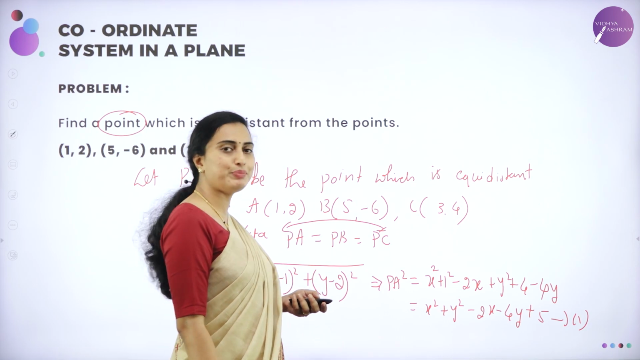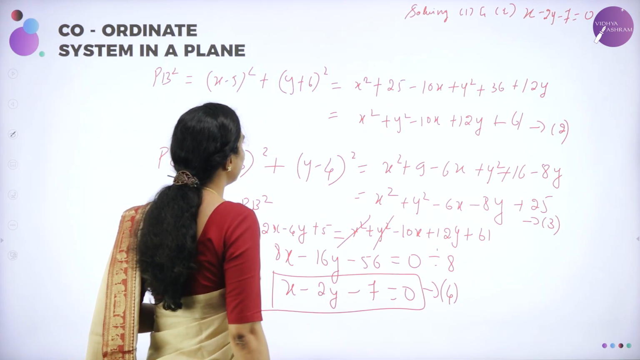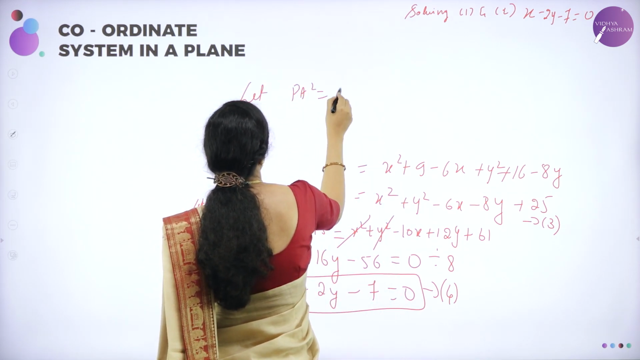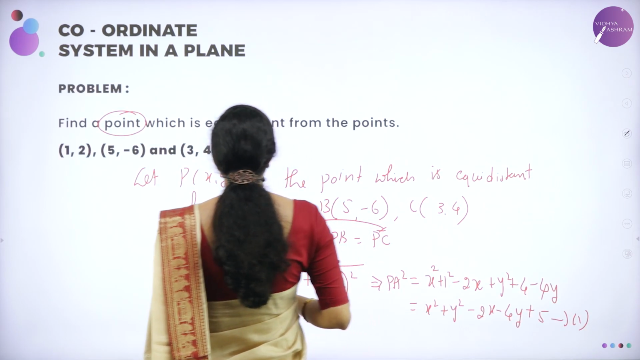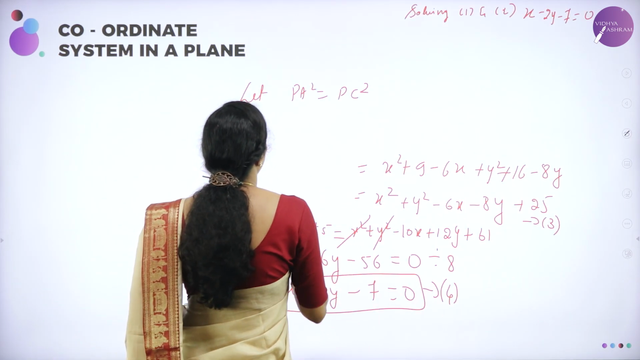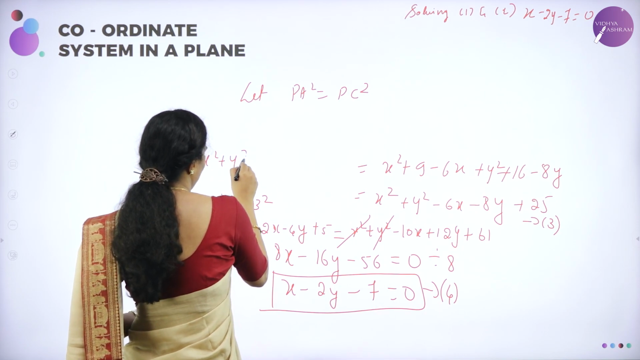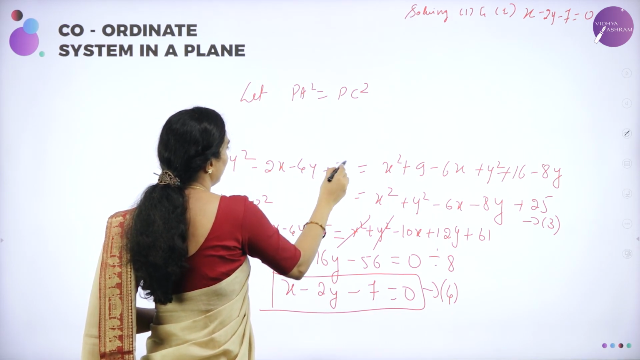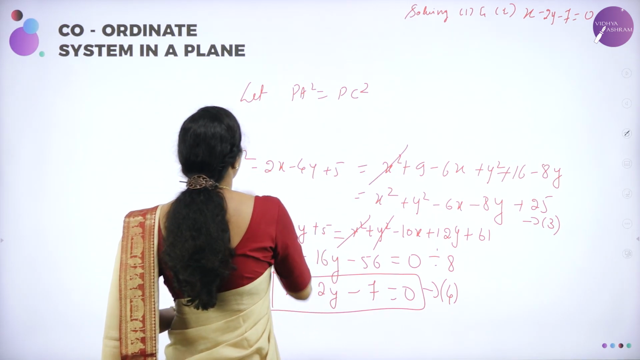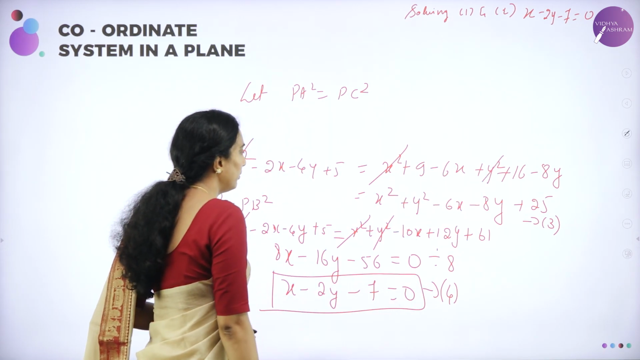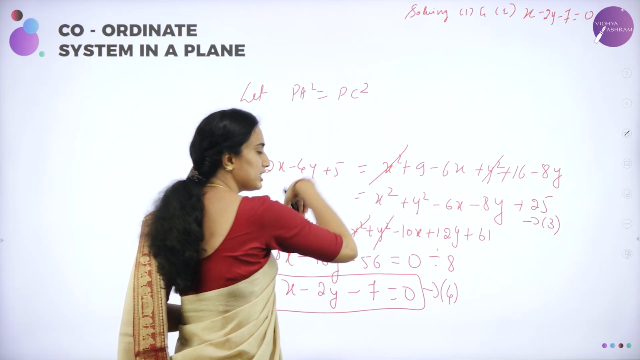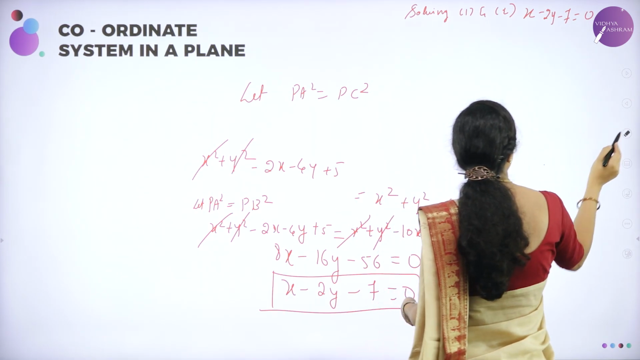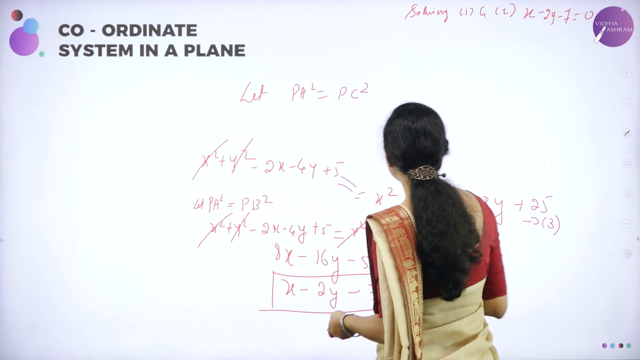Let me solve PA and PC. Let PA squared be equal to PC squared. What is PA squared? This one is PA squared: x squared plus y squared, same, correct? Minus 2x minus 4y plus 5. What will get cancelled? x squared, y squared. Now you are going to have minus 2x plus 6x. These two are equal, correct?